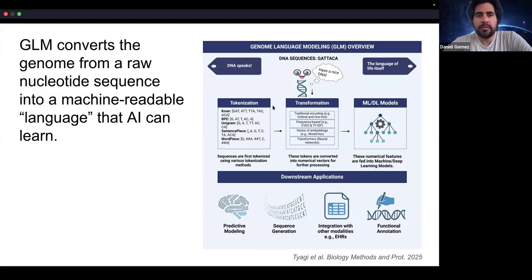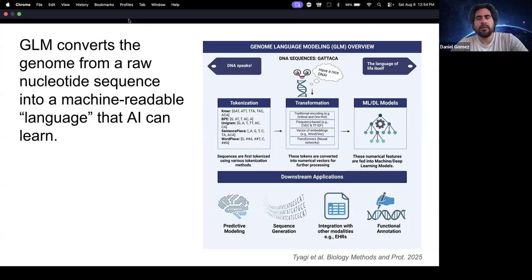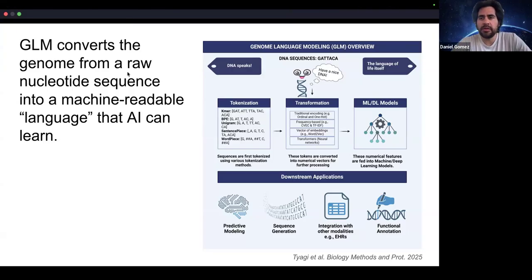All right, so GLMs convert genome from raw nucleotide sequences into machine readable language that AI can learn. The genome language modeling overview shows that DNA speaks the language of life itself. So DNA sequences like GA, TTA, CA have tokenization, transformation, and machine learning models, as well as deep learning models. So DNA is treated as a language. Nucleotides are converted into tokens analogous to words in natural language.